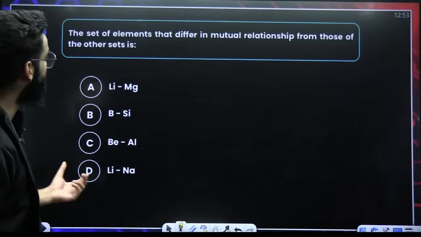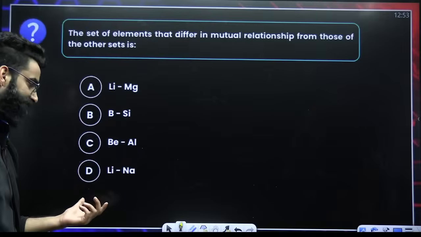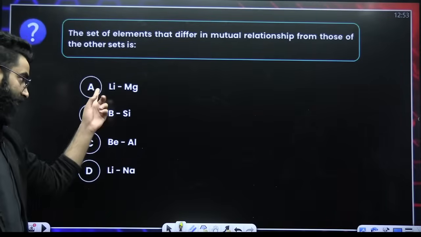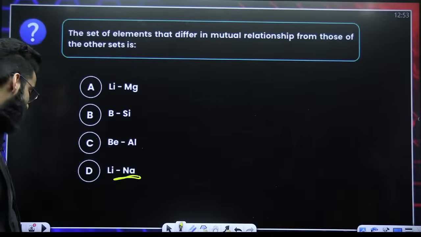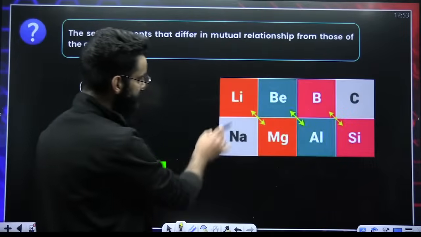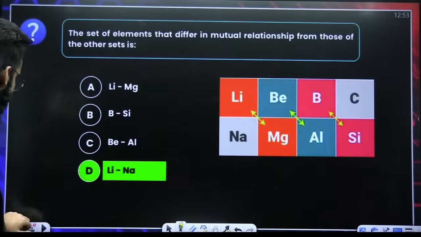Let me see some different type of questions. The set of elements that differ in mutual relationship from those of other sets. What do you think? Lithium and magnesium, they are diagonally related. Lithium and sodium are not diagonally related. See, these two are diagonally related, but these two are not.